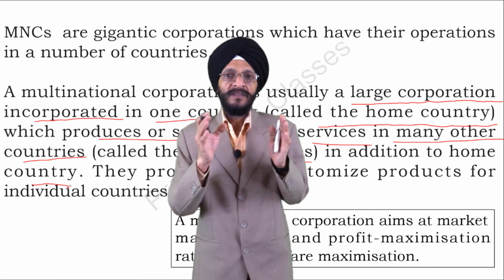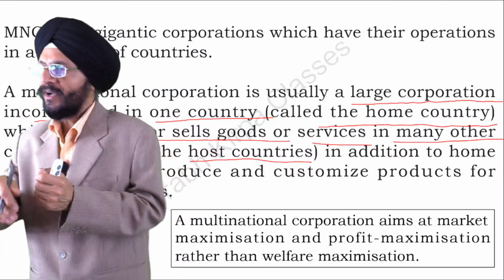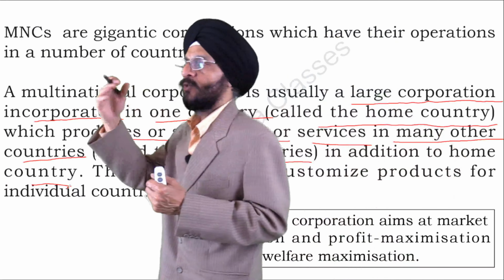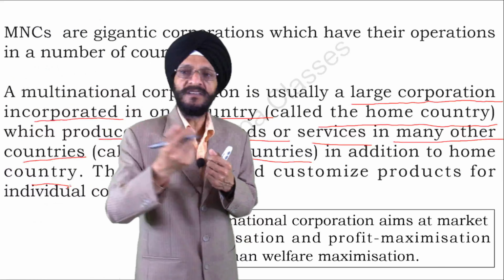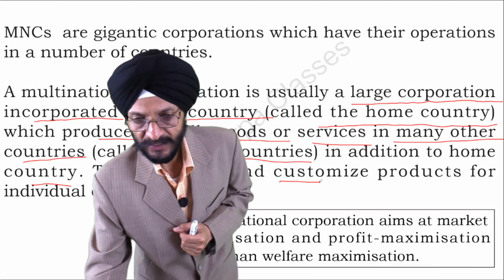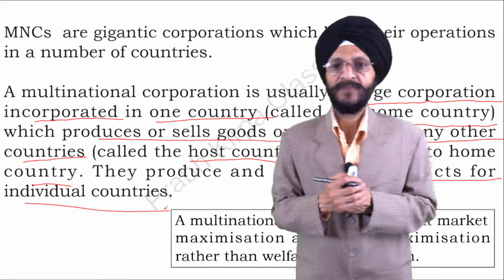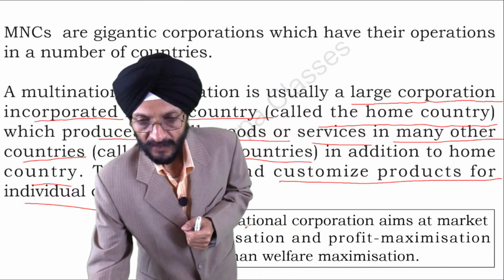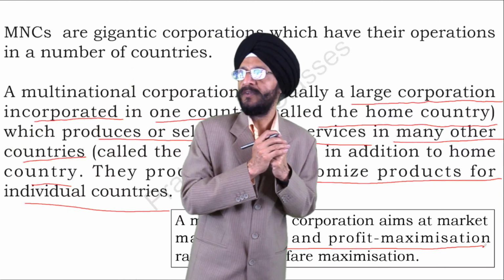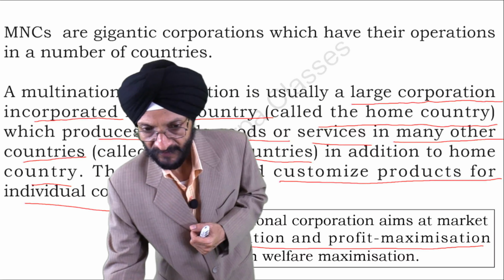It means that a multinational company usually has headquarters in its home country, and it sells its products and services not only in the home country but also in many other countries of the world, and these other countries of the world are known as host countries. MNCs produce and customize products for individual countries. What is the aim of multinational company? The aim of multinational company is profit maximization and market maximization. These are the two main aims: to grab market share as well as profit maximization, rather than welfare maximization.